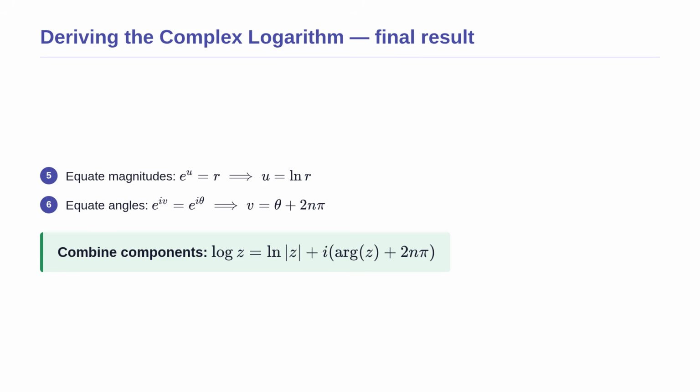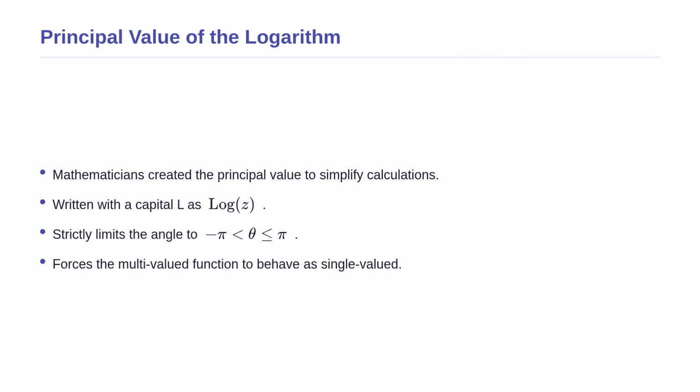But we must add multiples of a full circle, represented by 2n pi. Finally, we combine our results for u and v back into the single complex number w. This gives the final result, proving exactly why the logarithm produces a vertical stack of different answers. So we have proven that the logarithm gives infinitely many answers.